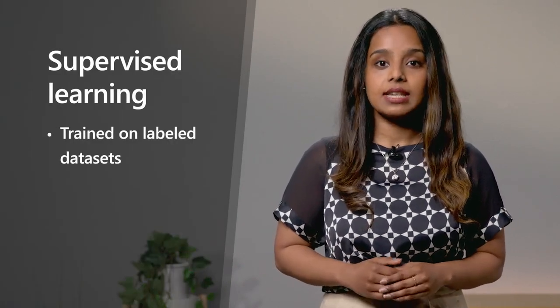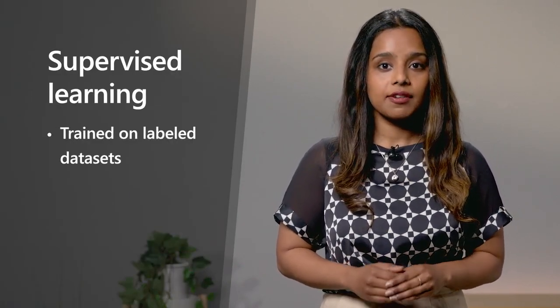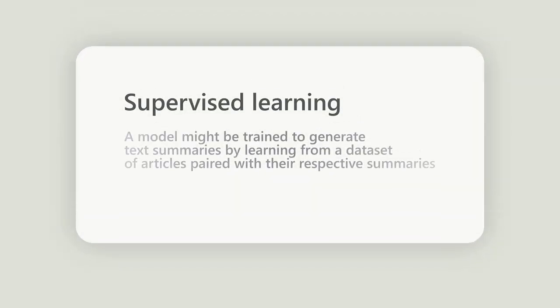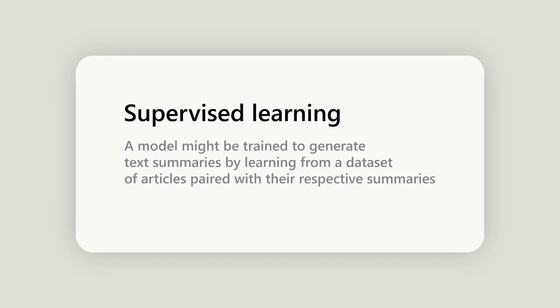It primarily operates through two types of machine learning: supervised and unsupervised. In supervised learning, models are trained on labeled datasets, allowing them to learn a function that can map input data to desired outputs. For example, a model might be trained to generate text summaries by learning from a dataset of articles paired with their respective summaries.